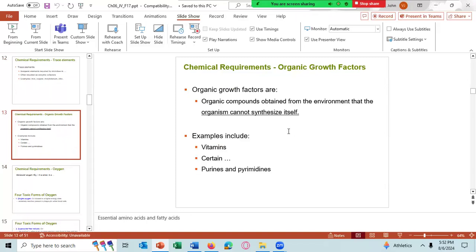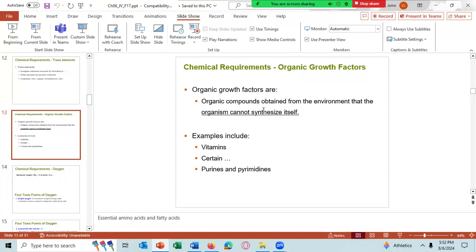All right. Organic growth factors are also a chemical requirement. These are organic compounds obtained from the environment that the organism cannot synthesize itself. Examples include vitamins, certain amino acids, and certain essential fatty acids. For humans, they're called essential fatty acids and essential amino acids. For bacteria, it could be certain purines and pyrimidines. If they cannot make it, they must get it from their environment.